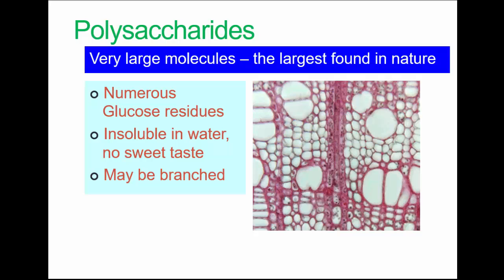Okay, polysaccharides, very large molecules, the largest found in nature. Think how big a tree is. They often contain uncountable glucose residues, not soluble in water, don't have a sweet taste. I should have mentioned monosaccharides and disaccharides have a sweet taste. Maybe so in the case of oligosaccharides, it depends what they are. But polysaccharides are very large molecules, containing thousands to millions of glucose residues. Not soluble in water, not sweet tasting. The image there is of a transverse section of maple wood, which obviously produces maple syrup, which contains polysaccharides, which we can taste. Okay, so that's all for that.